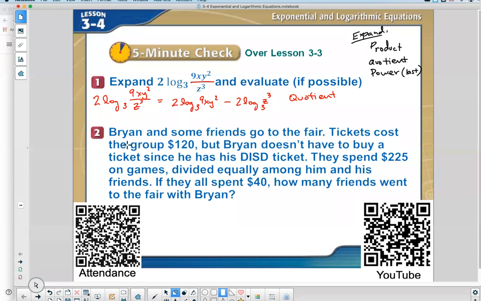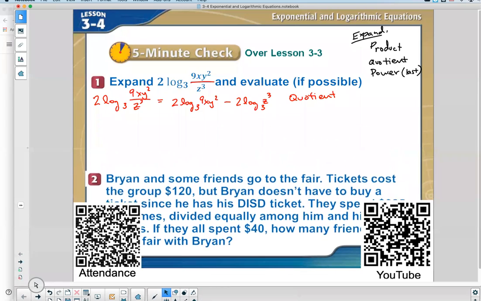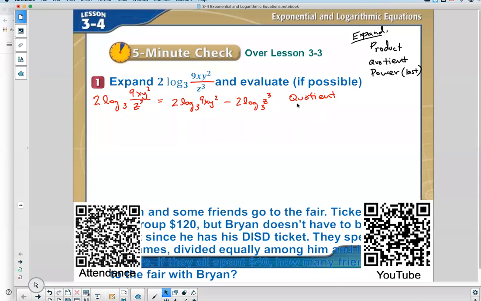For the time being, I'm just going to slide this down if I can. Sweet. So I have some more space. That's the quotient property. If you have one logarithm that's dividing, you can separate it into multiple logarithms where the denominator is a negative log and the numerator is a positive log. Are you okay so far with what I've done?